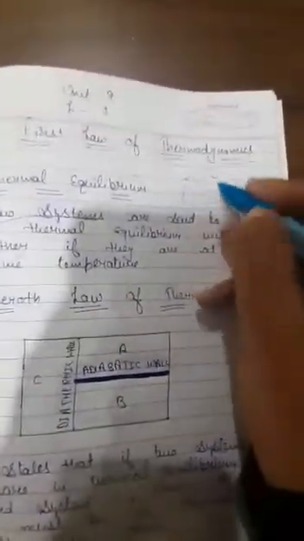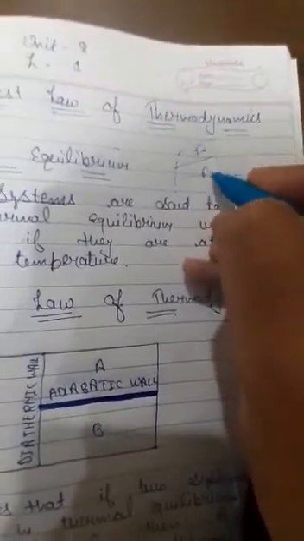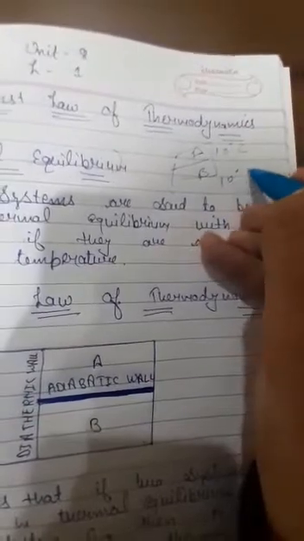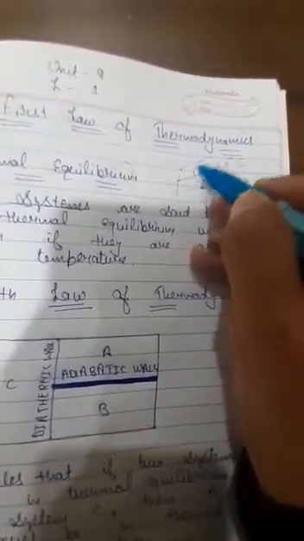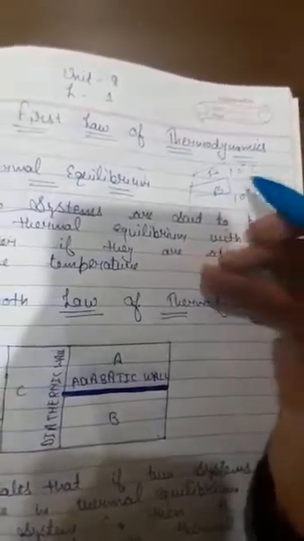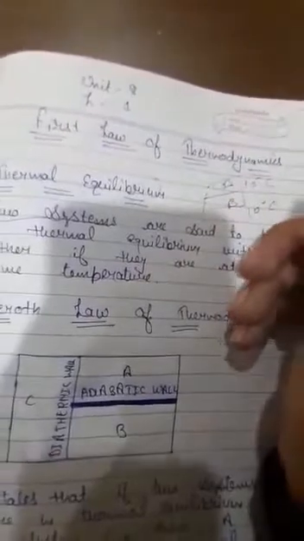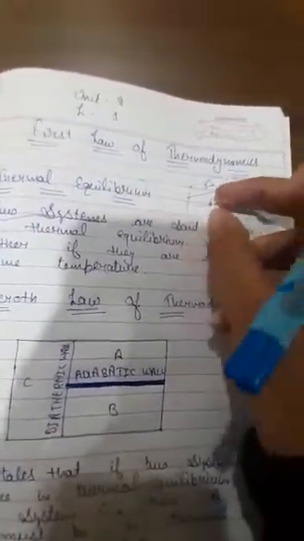Suppose I have this box and I have given this partition, that is part A and that is part B. If here the temperature is 10 degrees Celsius, and here also 10 degrees Celsius, it means heat cannot be transferred from A to B or B to A. Why? The reason being that both of the systems are at equilibrium. They have an equal amount of temperature. So this is called thermal equilibrium.